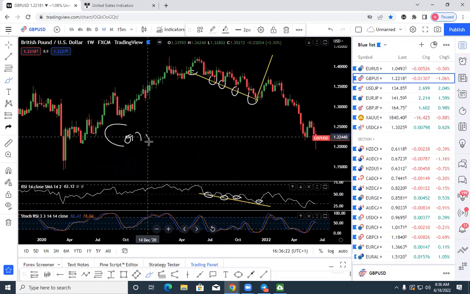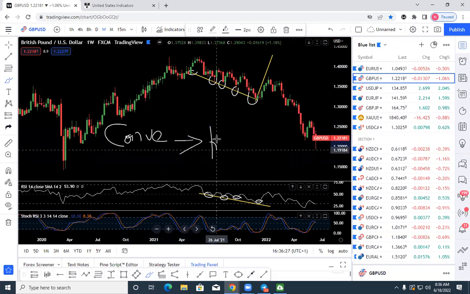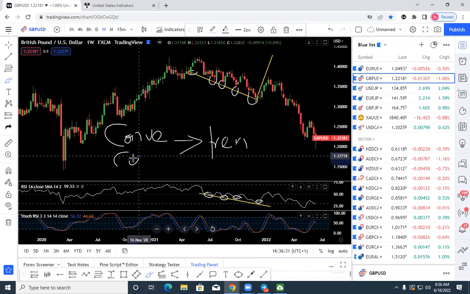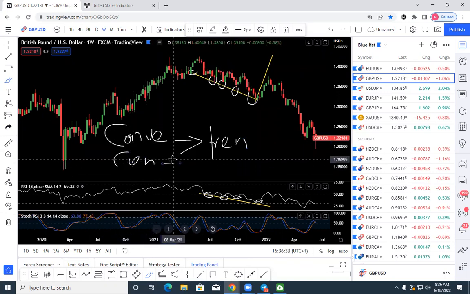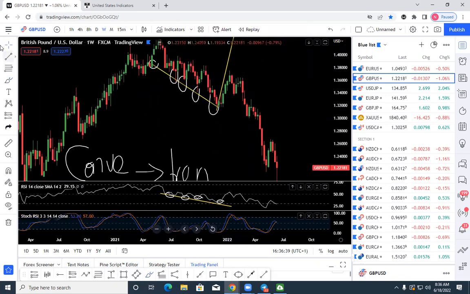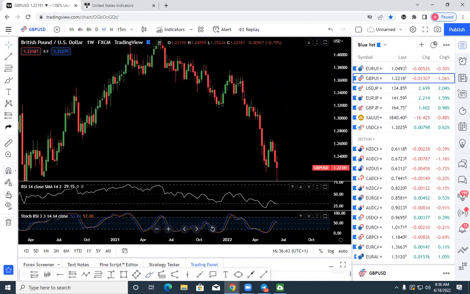And convergence leads to what is called trend continuation. Trend continuation. Why convergence? Convergence means that there's going to be an imminent reversal. Do you understand now? So I'm going to teach you a trick right now, guys. Once you see this, I'm going to teach you a trick. Just watch me.